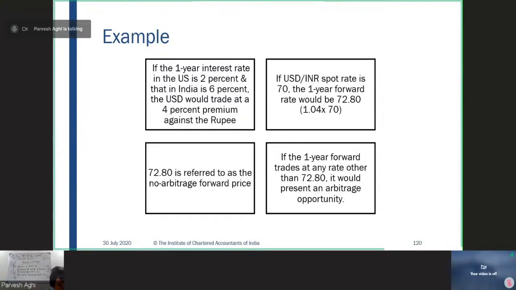Now there are certain questions which have come from, say, Chala Purushottam. Sir, please explain the reason for US trading at a 4% premium in our example. Now, if the interest rate in India is 6% and in America is 2%, the US currency will trade at a 4% premium. Everything is actually linked to inflation. Because of inflation, the prices of commodities change in India, and the interest rates are also dependent on the inflation prevailing in the country. So the countries which have low interest rates will always trade at a premium against the countries which have higher interest rates.